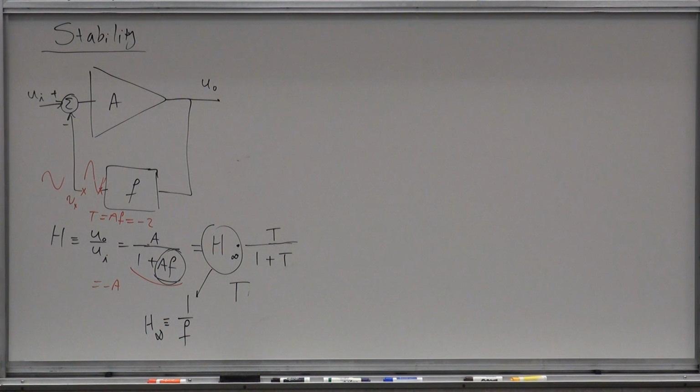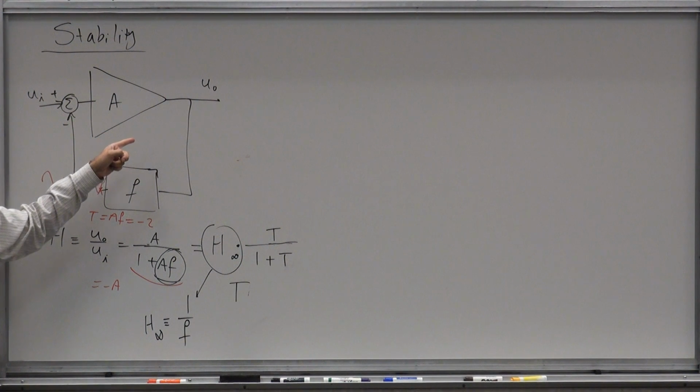Okay? But you see, you should not expect the Bode plot of the closed loop transfer function to show any of this to you directly.